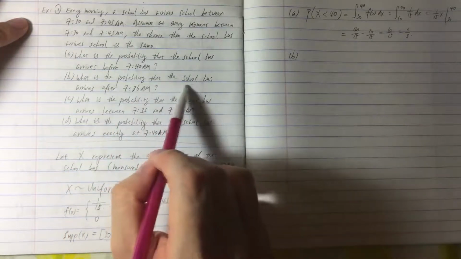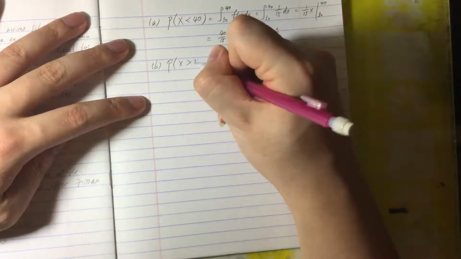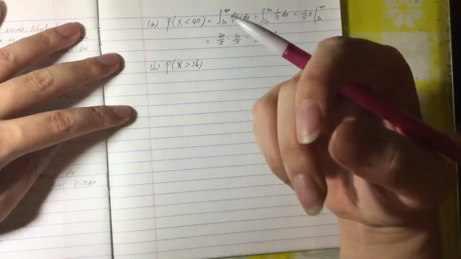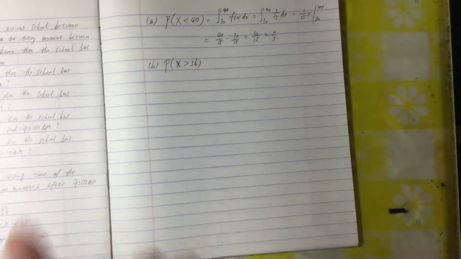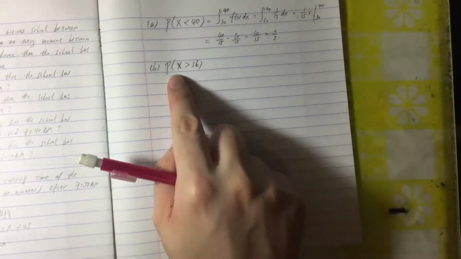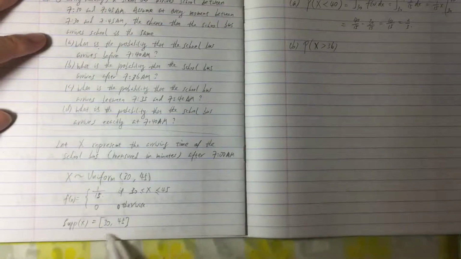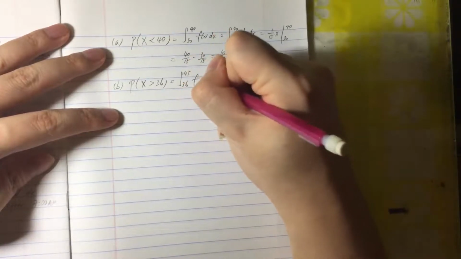Part B. What's the probability that the school bus arrives after 7:36? We're looking for the probability that X is greater than 36. If the bus arrives after 7:36, it can arrive at 7:37, 7:38, 7:39, and so on. Since X is measured in minutes after 7 o'clock, X must be greater than 36. The support is from 30 to 45, so we take the integral from 36 to 45 of f of x dx.